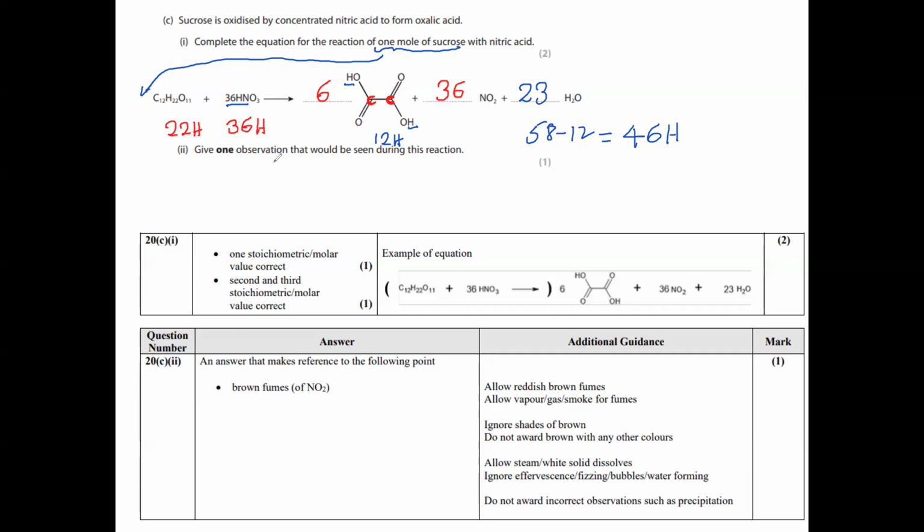Then they are asking to give one observation that would be seen during this reaction. We can see NO2 gas is produced. NO2 is a brown gas. Where did we learn NO2 is a brown gas? In dynamic equilibrium reactions, and also for Kc and Kp, we discussed that NO2 is a brown gas, and what will happen to the brown gas intensity. So brown fumes of NO2 will be produced during this reaction. That's the one observation we can see here, and it has been given here as the answer.